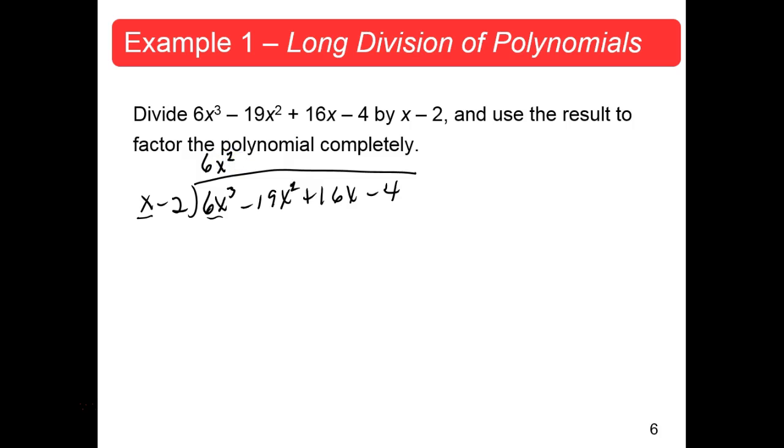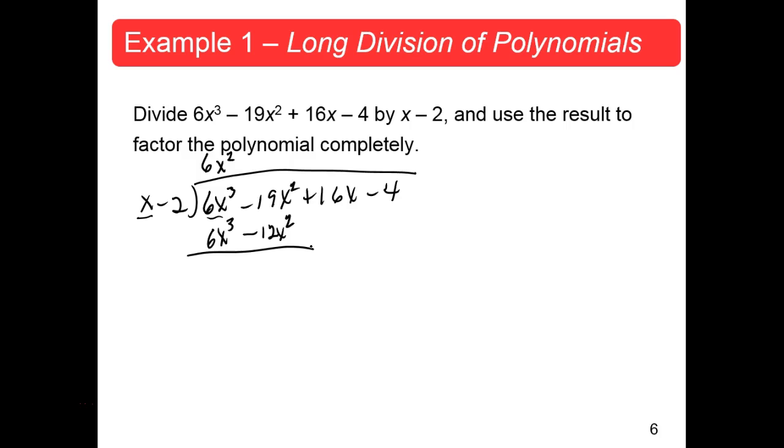What was our next step? Multiply. So multiply 6x squared times x. What do you get? 6x cubed. You better. That's what you just divided, so you better get exactly the same thing. Then you do the next term. 6x squared times minus 2 would be, say again? Negative 12x squared. Perfect.